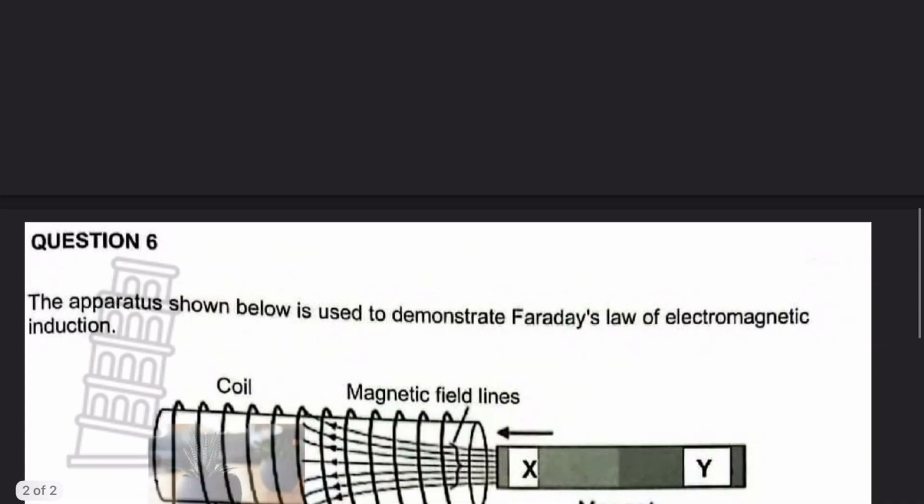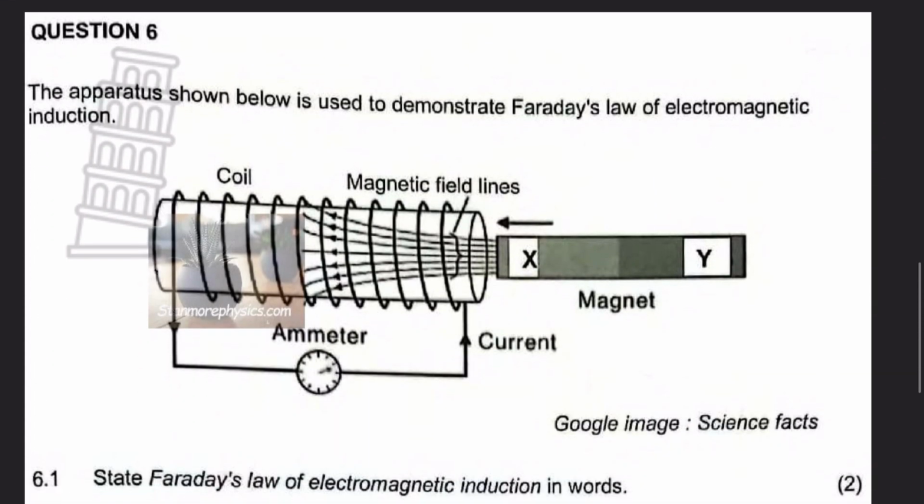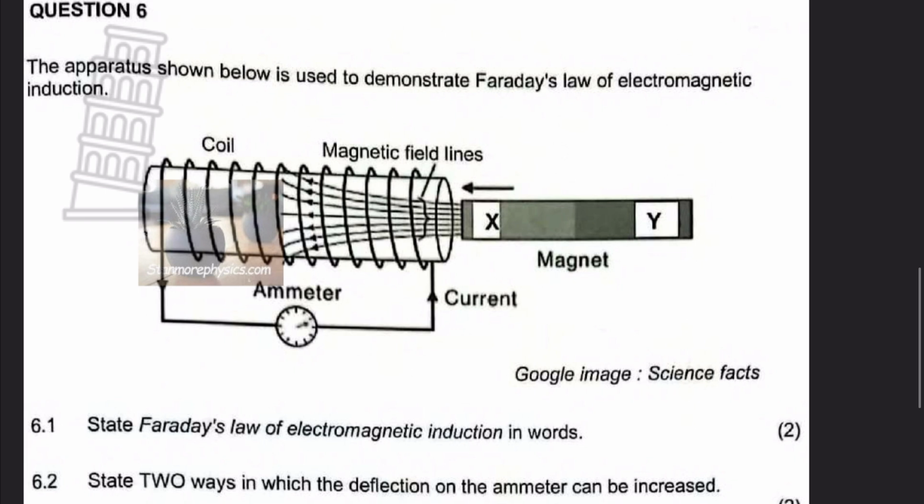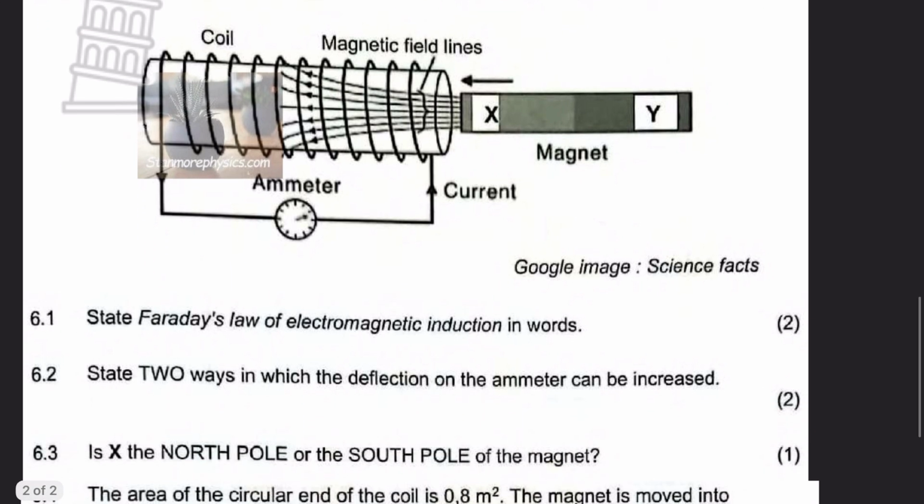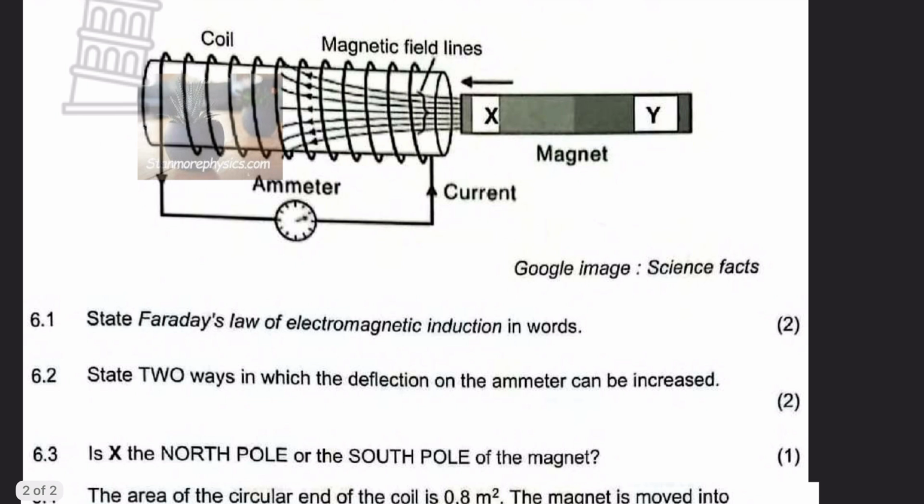Okay? Let's move on. Question 6. The apparatus shown below is used to demonstrate Faraday's law of electromagnetic induction. All right, so we have a magnet moving into a coil with an ammeter, and there's some current that is produced. State Faraday's law. We have access to this. These are definitions, so I won't go through them.